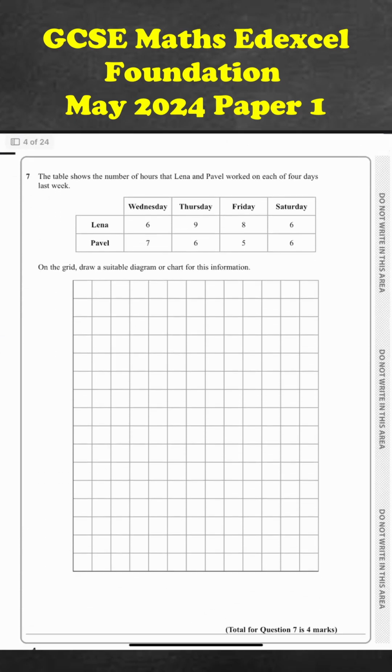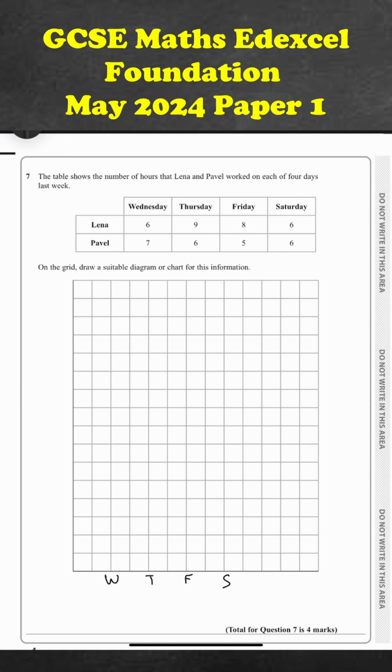Question number 7. The table shows the number of hours that Lena and Pavel worked on each of 4 days last week. On the grid below, draw a suitable diagram or chart for this information. So what we're going to do here is make a bar chart. So I'll write down here W for Wednesday. We're going to say T for Thursday, F for Friday, and S for Saturday.